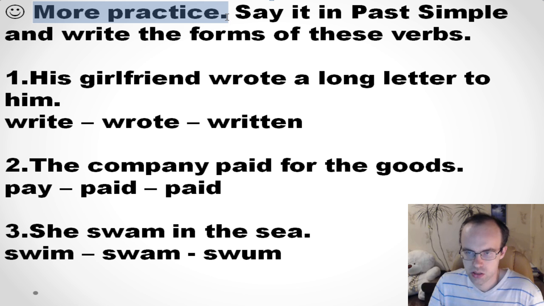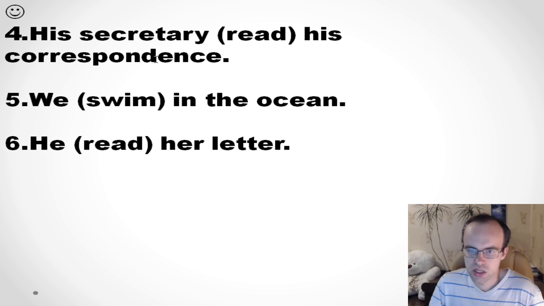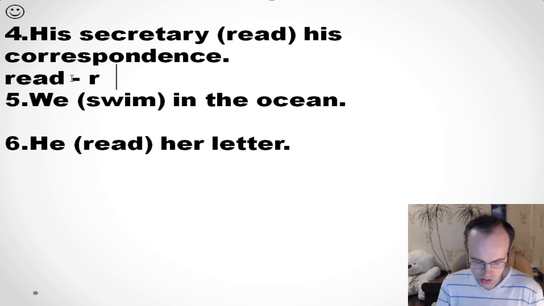More practice. Say it in past simple and write the forms of these verbs. Okay? His girlfriend wrote a long letter to him. Write, wrote, written. The company paid for the goods. Pay, paid, paid. She swam in the sea. Swim, swam, swam. His secretary read his correspondence. Read, read, read.